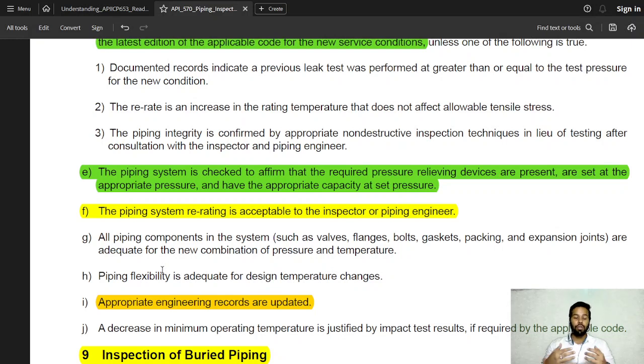Okay, so this section was mainly how repairs are going to get carried out and what are some conditions of the repair. Okay, in the next section we are going to see inspection of buried piping.